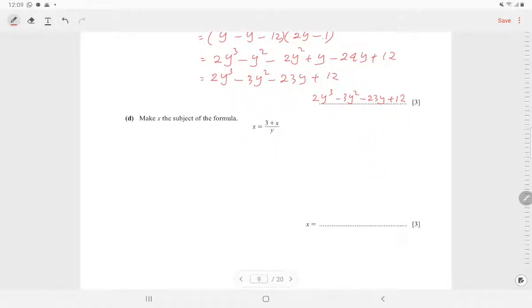Okay, next, make x the subject. When we have x equal to 3 plus x over y, cross multiply, so xy equal to 3 plus x. I subtract x from both sides, so then I have xy minus x equal to 3. I factorize the x, so x times y minus 1 equal to 3. So x equal to 3 over y minus 1.